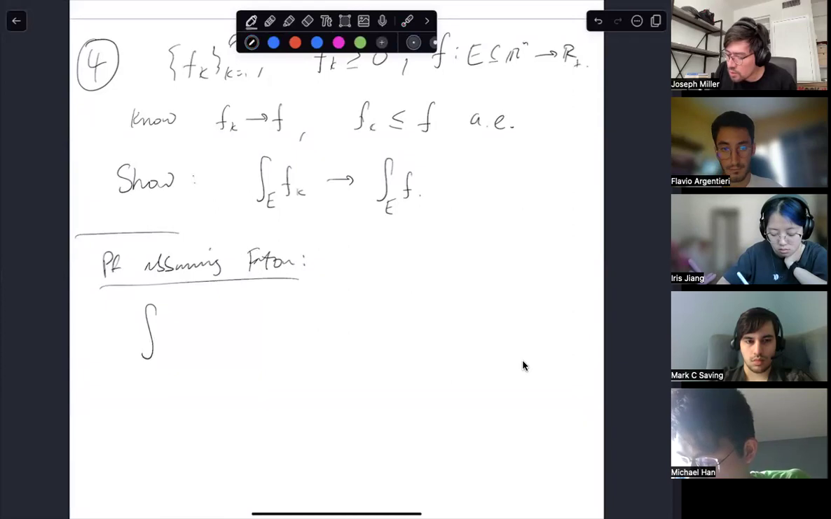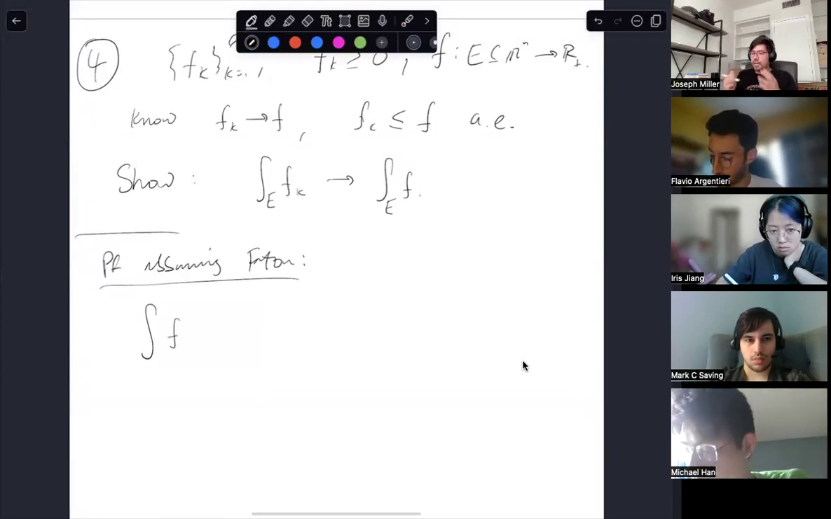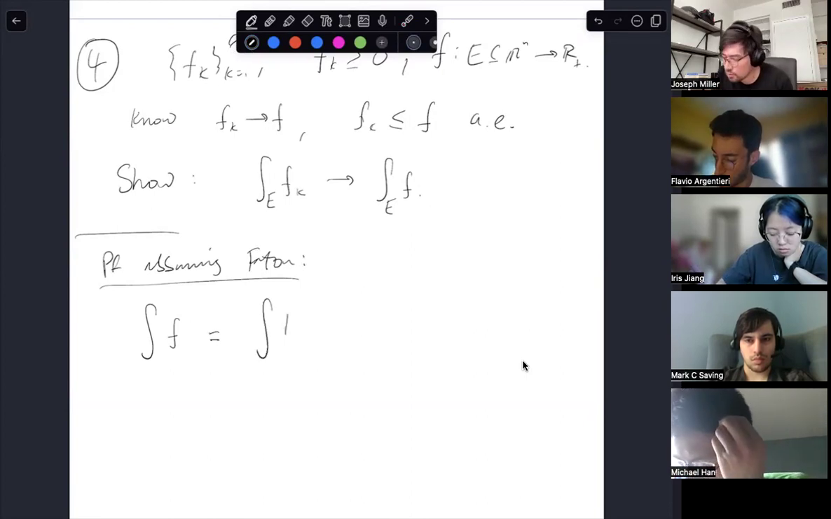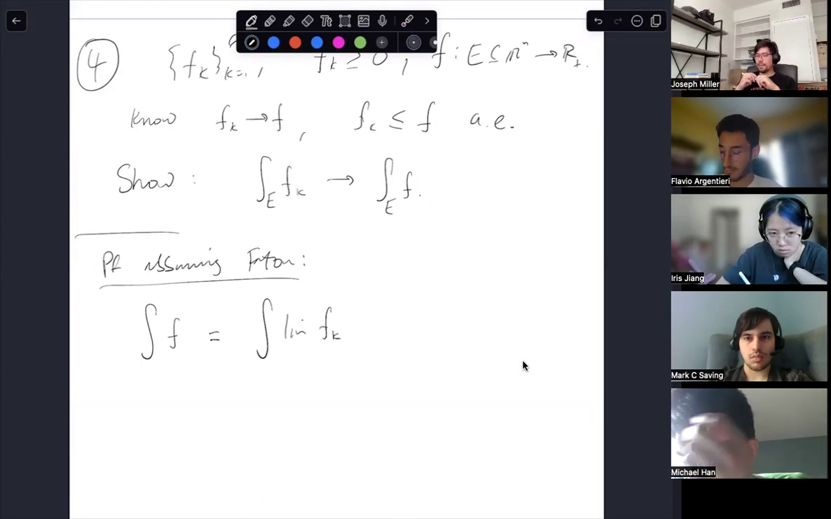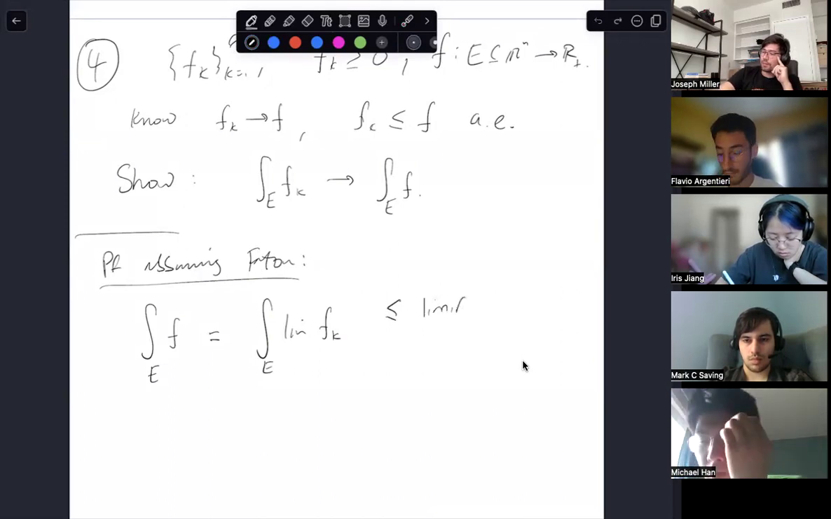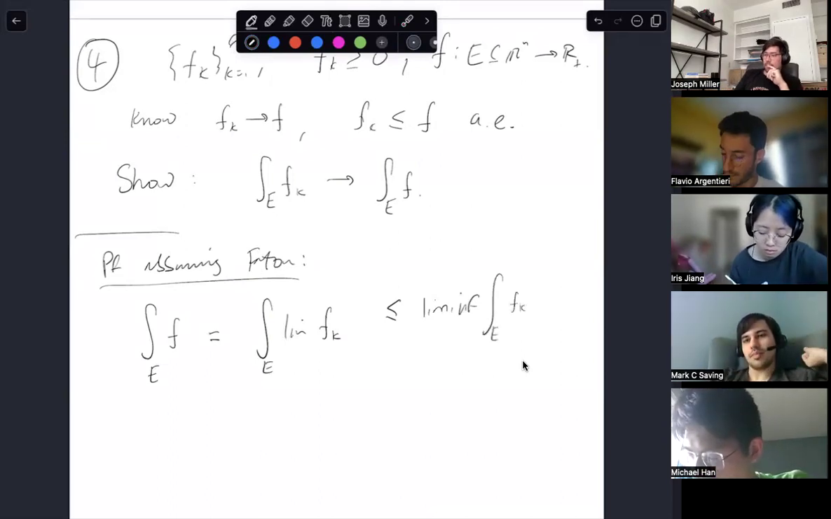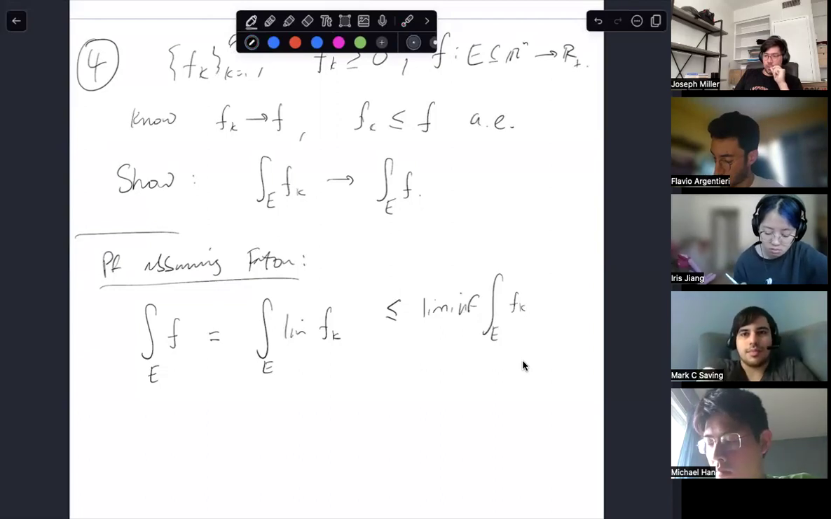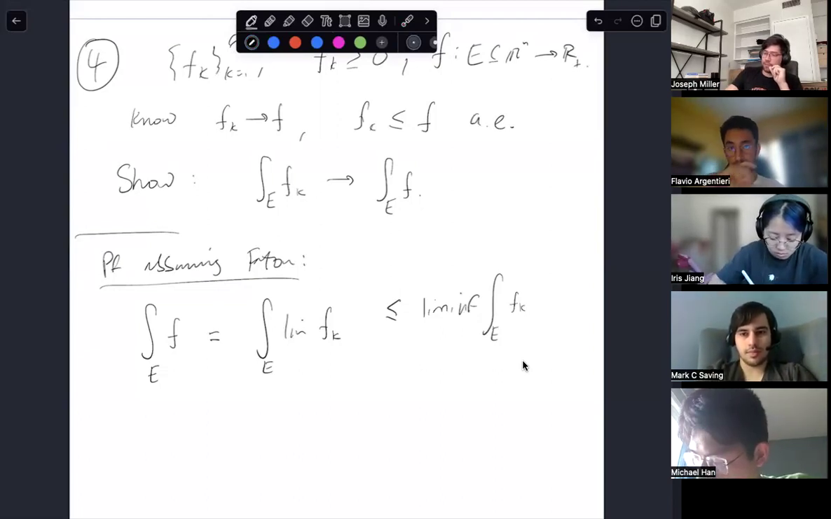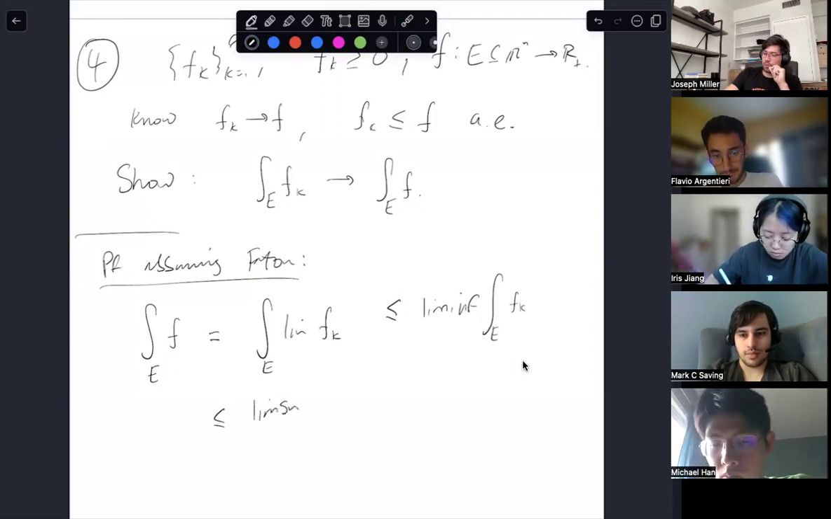So what do I know? I want to look at the integral of f, but I know that it's the pointwise limit of these guys, so this is the limit of f_k's. These are all over the set. Now Fatou tells me I can get this guy less than or equal to the limit of the integral of f_k. But I also know that the lim inf is less than or equal to the lim sup of these integrals. So these are real numbers.